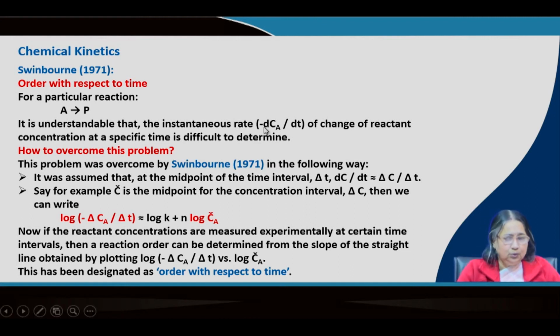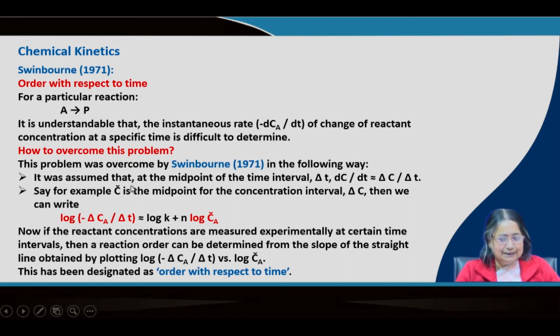Swinburne, in 1971, developed two different methods. One is the order with respect to time, and the other is the order with respect to concentration. These are the two methods developed by him, and by these two methods the order can be determined easily.